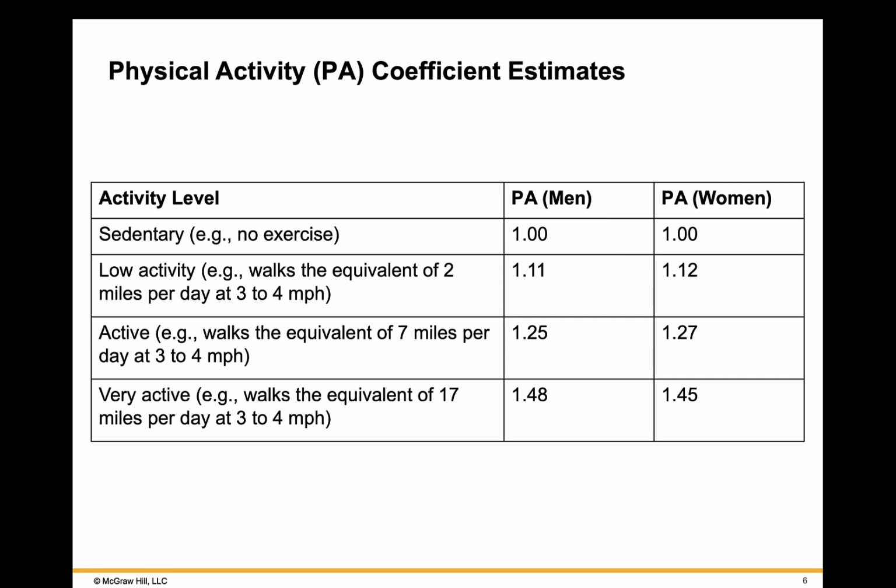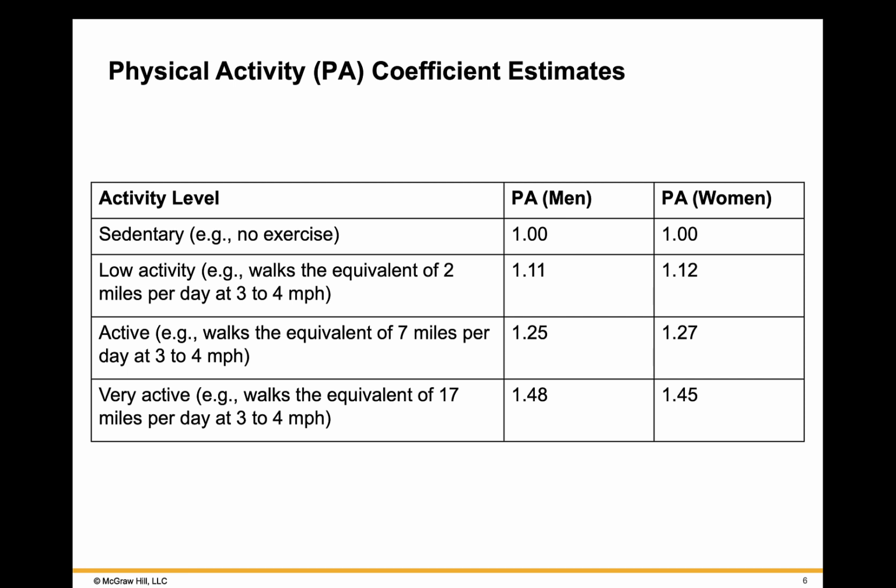Now, notice the difference when we look at the coefficient for men versus women when we talk about very active individuals. These are individuals that are walking the equivalent of 17 miles per day at 3 to 4 miles per hour. And here is the one time we see the coefficient greater for men, 1.48, than that of women, 1.45.